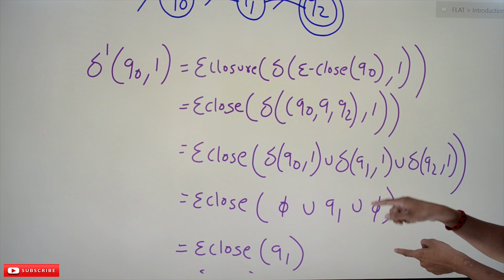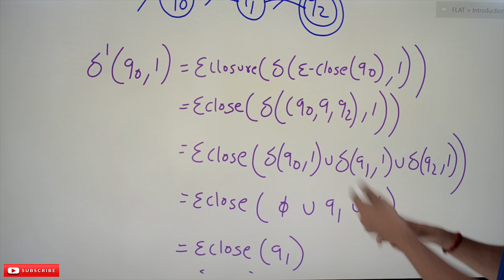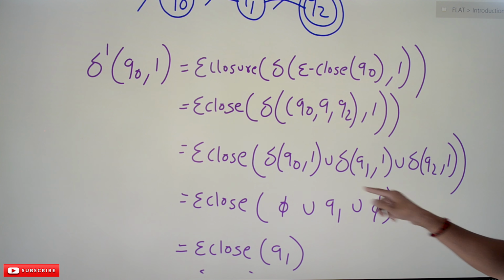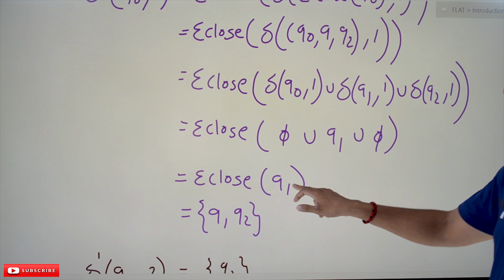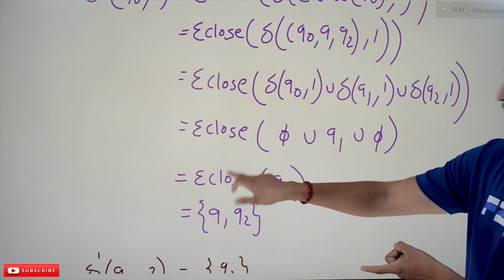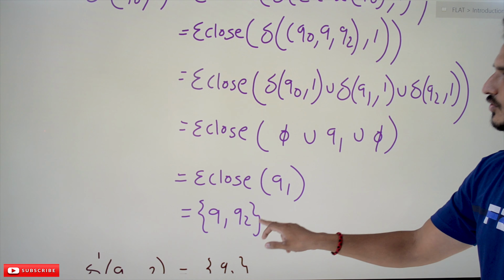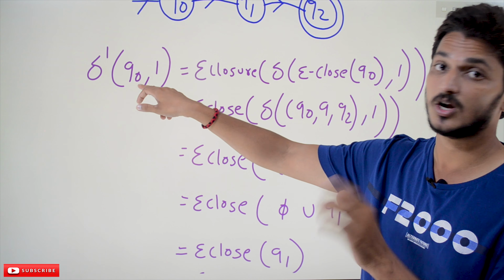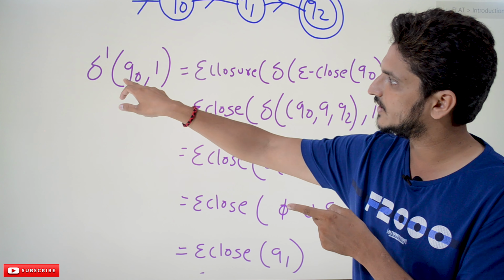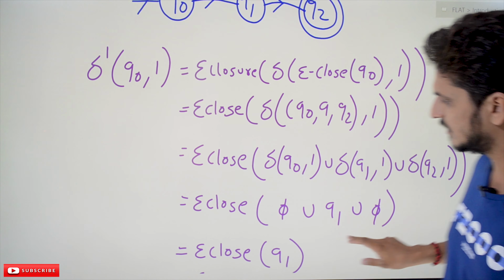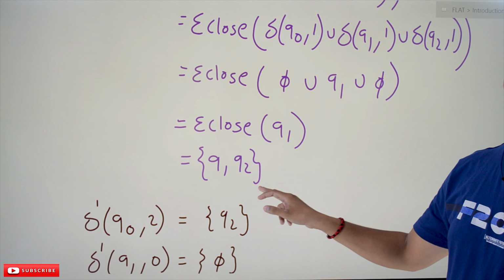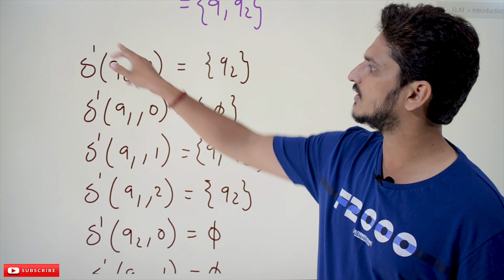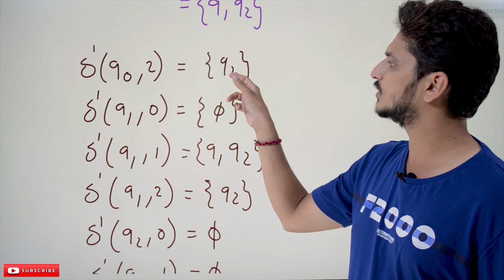So how did we get this? From our input diagram. Take that input diagram. So phi union Q1 union phi means Q1. Finally we got Q1. Apply epsilon close. Epsilon close of Q1 is Q1 Q2. So now the NFA transition, not the NFA with epsilon moves transition: the NFA transition on Q naught 1 is that we are moving to Q1 Q2. Similarly, we have to identify delta dash of Q naught on 2. We will get an output of Q2.